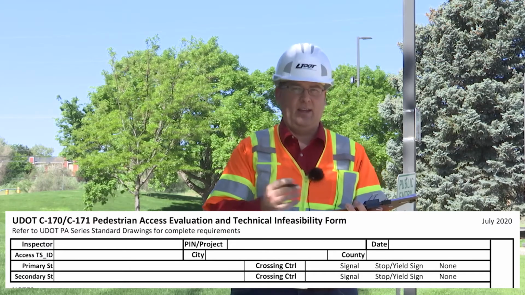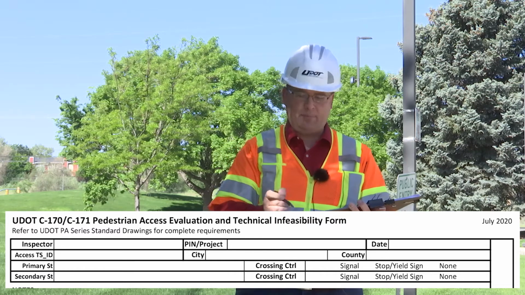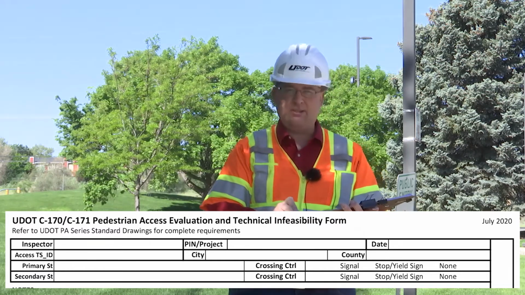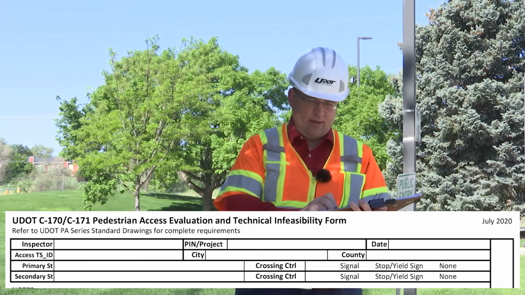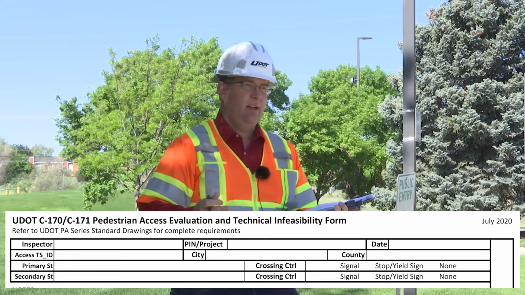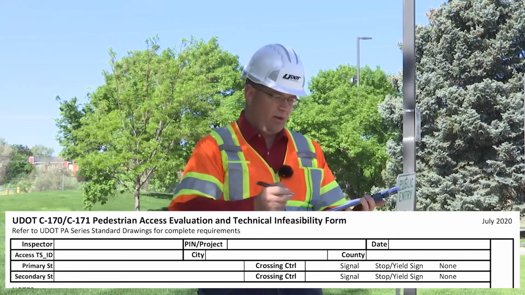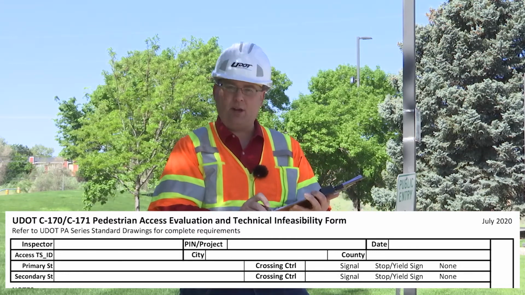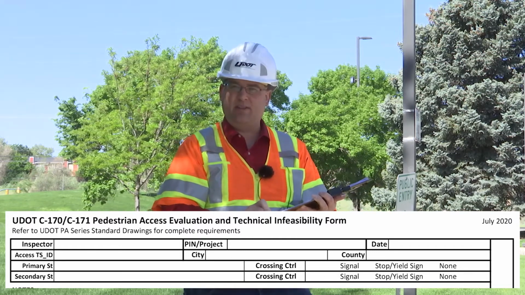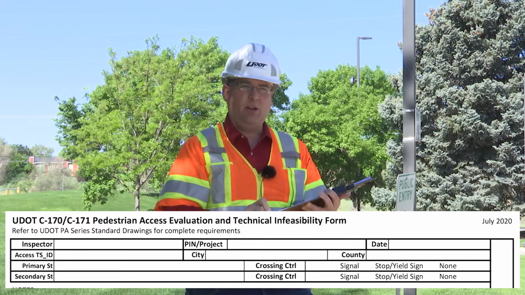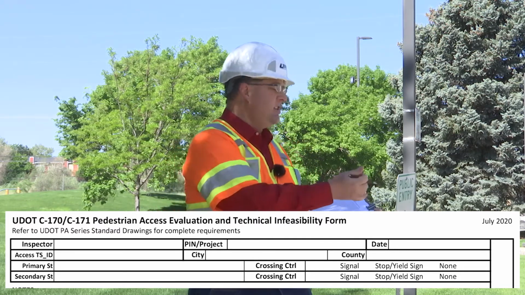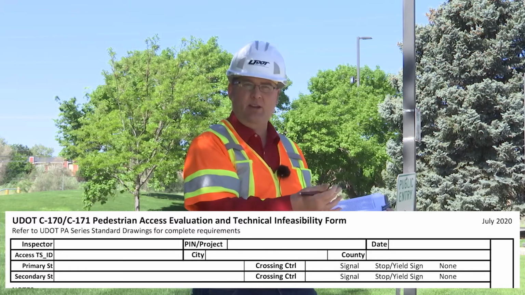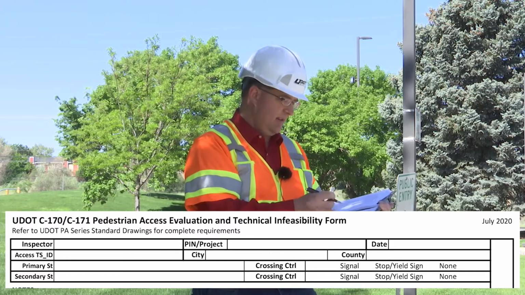Next is the city, right in the city of where this ramp is located. Next is the county. Same thing, you can write in the county. And then we look at the primary street. What's the primary street of where we're at? Next we look at the crossing control. This says, is it signalized? Is it a stop or yield condition? Or is there none? In our particular case, we don't have a signal, we don't have a stop sign or a yield sign, so it is none.